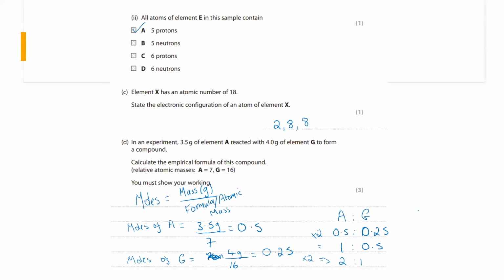So the empirical formula would be A2G. I know that's made up letters, but that's what it would be. Okay, so that's actually how you do empirical formulas.